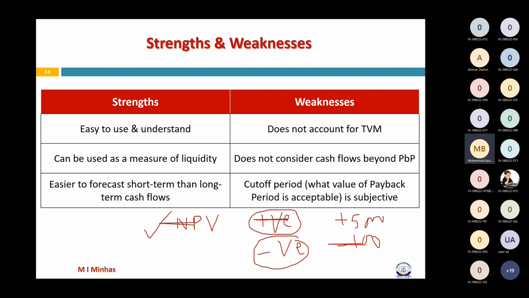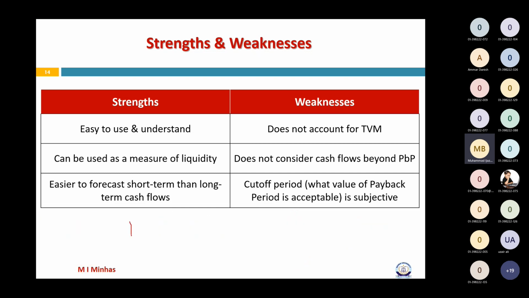We'll study this in the next class, right? Similarly, in the next class, we'll also study the profitability index, PI. And the criteria for acceptance or rejection of a project is very clear. If your PI is greater than one, accept it. If your PI is less than one, reject the project, right? So there are clear cutoff limits for decision making in case of other techniques.